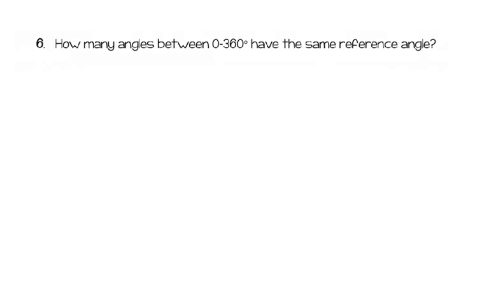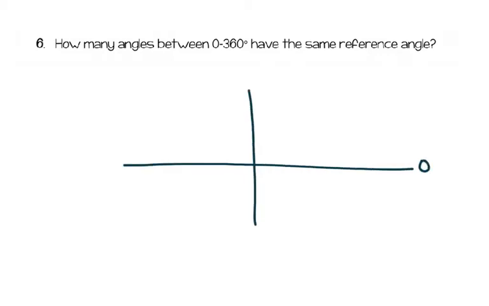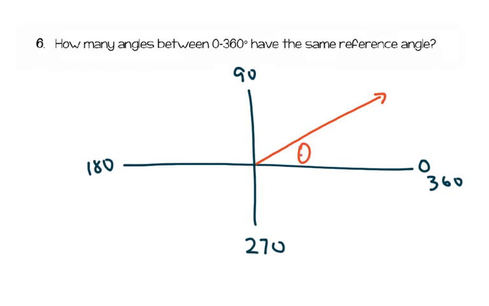Next question, how many angles between 0 and 360 have the same reference angle? So let's just think about this for a second. If I have between 0 and 360, so if this is 0, this is 90, this is 180, 270, and then we're back to 360. So if I have the same reference angle, if I just take this angle right here and this has a reference angle, what other angles would have the exact same reference angle? So the exact same distance between that angle's terminal side and the x-axis. So think about that. Draw yourself a little sketch on your notes.